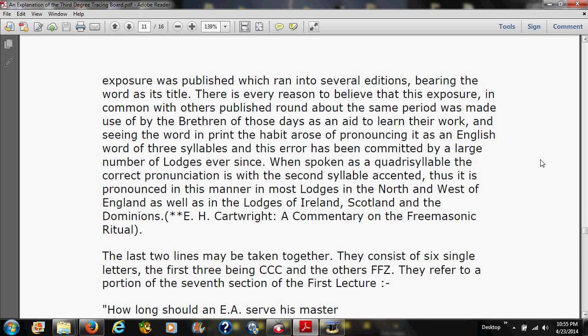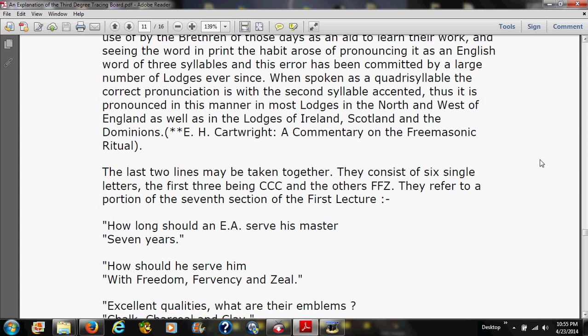And seeing the word in print, the habit arose of pronouncing it as an English word of 3 syllables, and this error has been committed by a large number of lodges ever since. When spoken as a quadrisyllable, the correct pronunciation is with the second syllable accented. Thus it is pronounced in this manner in most lodges in the north and west of England, as well as in the lodges of Ireland, Scotland, and the Dominions.